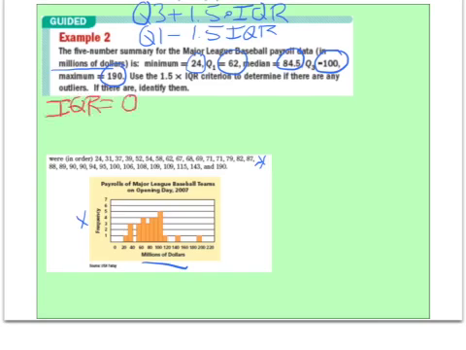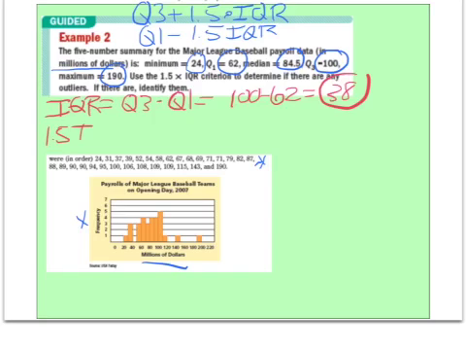IQR is Q3 minus Q1. Order matters in subtraction. So it's going to be 100 minus 62, which is 38. Now I have to take 1.5 times that IQR. So take 1.5 times 38, and we're going to get 57. That is this multiplier.